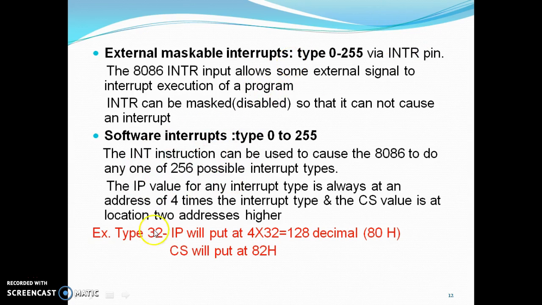Again, just to recall with an example, suppose a type 32 interrupt occurs, then the ISR addresses can be calculated as follows. For type 32, IP will be at 4 times the type number, that is 32 times 4, which is 128 decimal. Its hex equivalent is 80H, and the CS will be at the next memory locations, that is 82H.